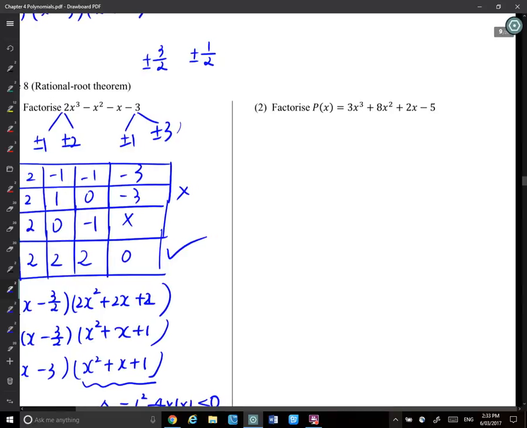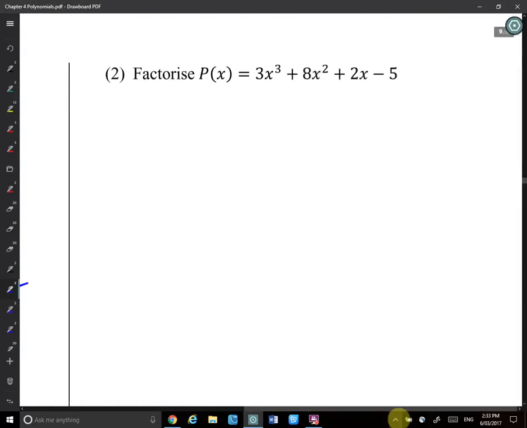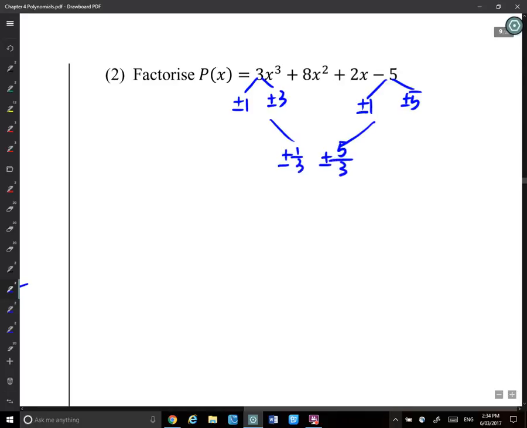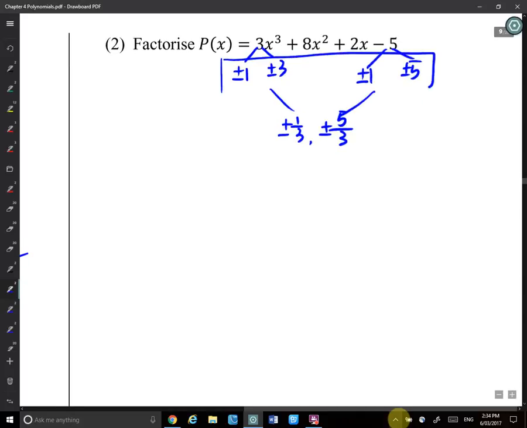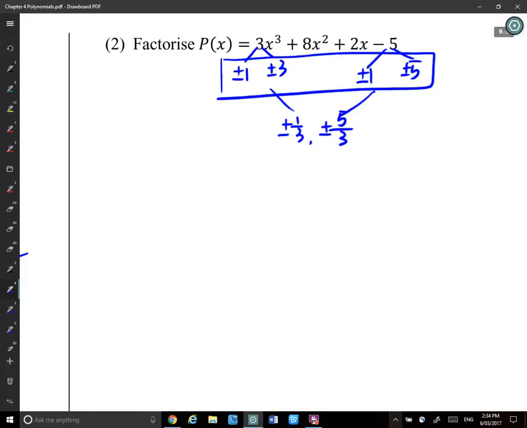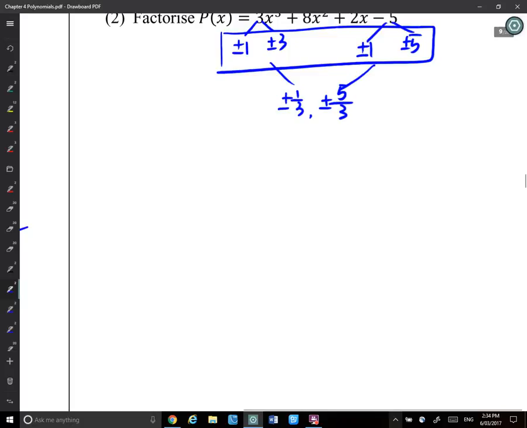Next one. Again, this question, you can have plus minus 1, plus minus 3, plus minus 1, plus minus 5. And from that, you can create another one, plus minus 1 on 3 and plus minus 5 on 3. Another 4 here. If you try those ones, it's not going to work. None of that will work, but you won't know that unless you try them. I'm not going to waste time to show you all the 6 answers, but none of that worked.